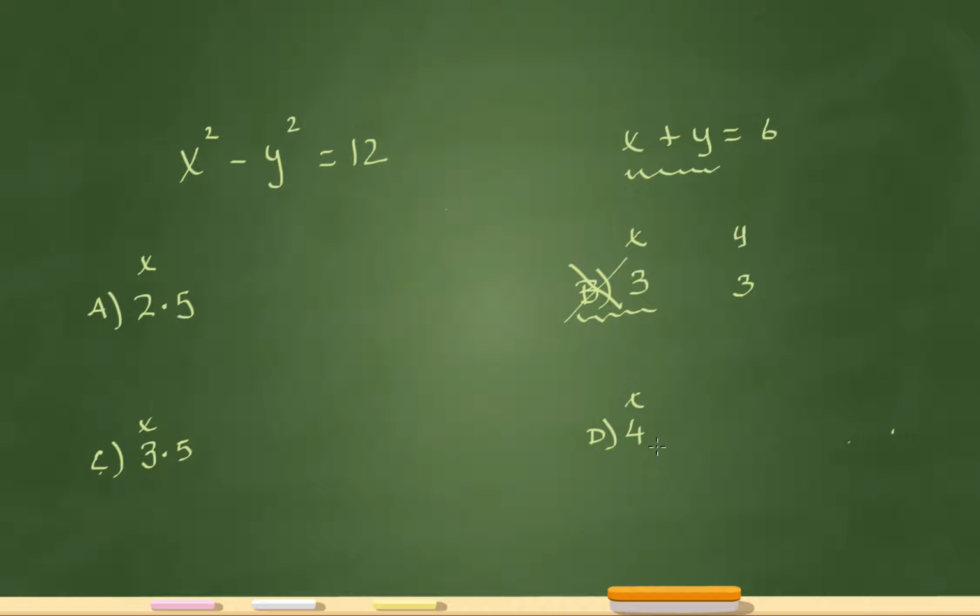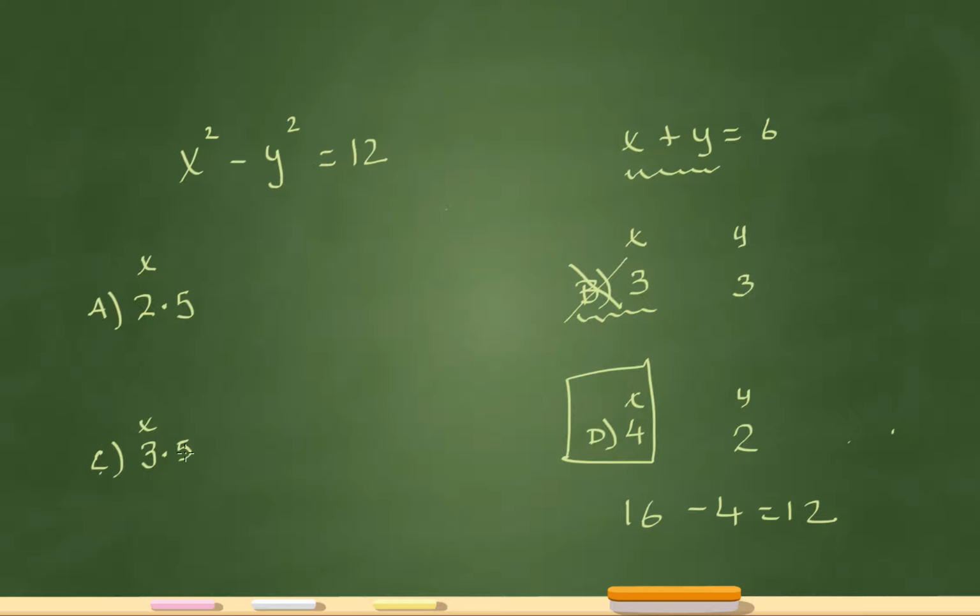I'm going to jump over to 4, just because I'd rather work with whole numbers first and eliminate those. Or if 4 is the answer, great, I don't have to go to 2.5 or 3.5. So now if x is 4, I know that y has to be 2. Now let's test this out. If x is 4, 4 squared is 16, and 2 squared is 4, so 16 minus 4 is 12. Look at that. The answer is D, 4, because the value of x equal to 4 works out over there.